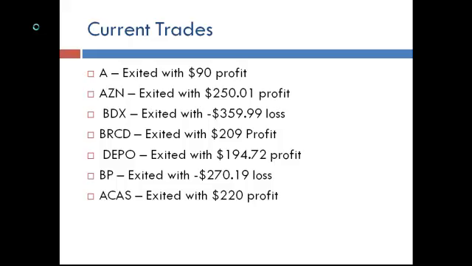Our current trades: I managed to exit A with a $90 profit. Okay, last week I was down about $40, and AZN also exited with a profit of $250. BDX exited with a loss of 359, BRCD with a profit of 209, DEPO profit of 194, and BP a loss of 270, ACAS profit of 220.